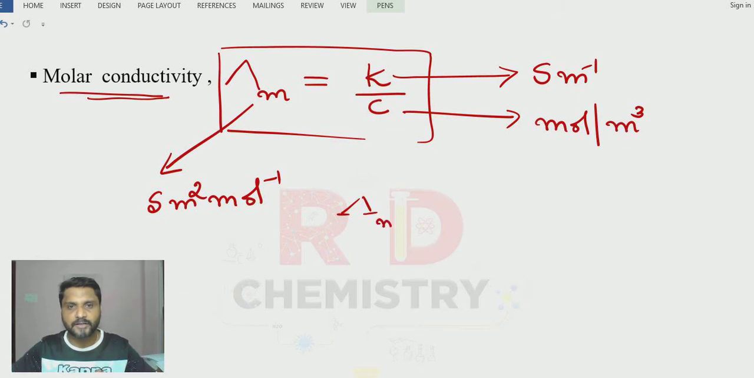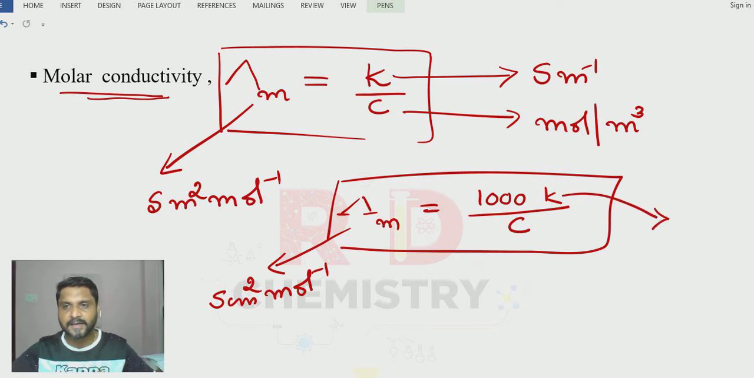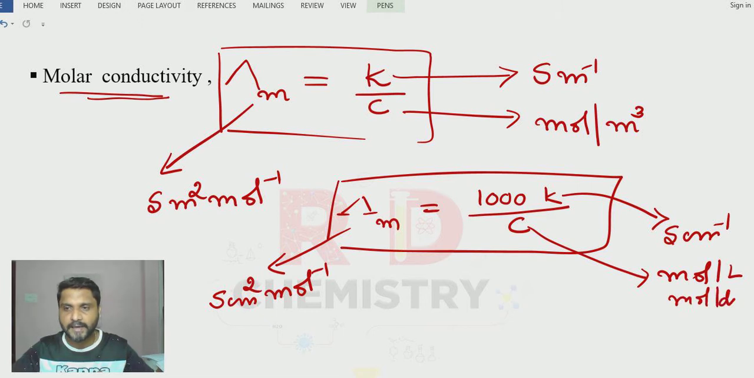Lambda m is equal to 1000 K divided by C. In this case, this lambda m would be in terms of Siemens centimeter square mole inverse. See carefully, and this kappa K is in terms of Siemens centimeter inverse, and the concentration in terms of mole per liter or mole per dm cube, right? Clear? Or we can also have one more formula.